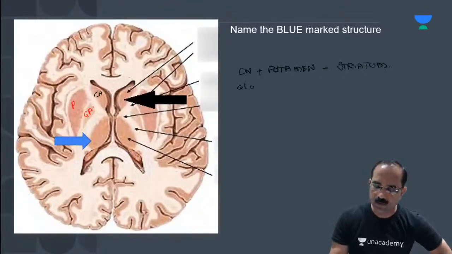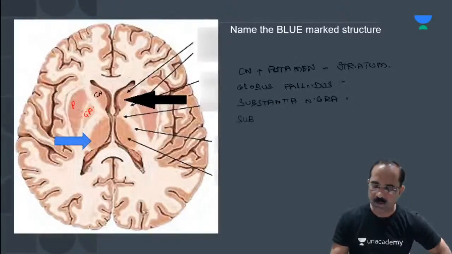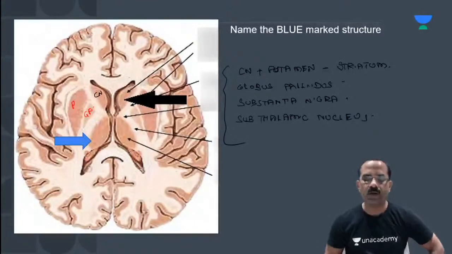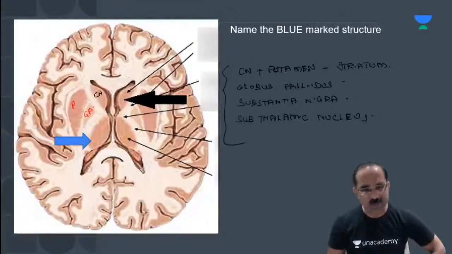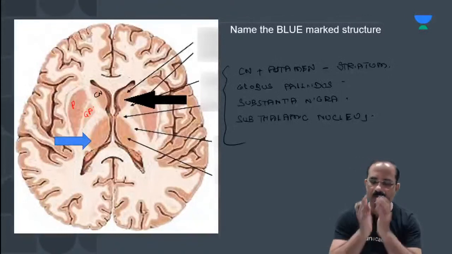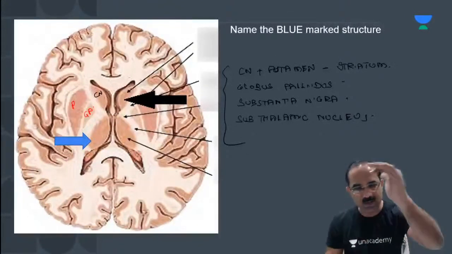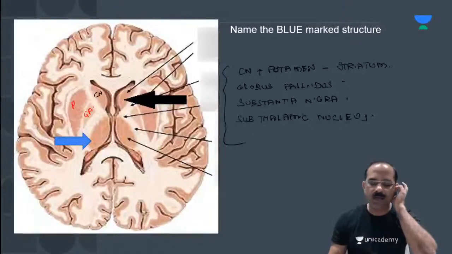Second is the globus pallidus. Third is the substantia nigra. And the fourth is the subthalamic nucleus. What is this that I have written for you? Okay. So the caudate nucleus plus putamen is known as the striatum. Second is the globus pallidus. Third is the substantia nigra. And the fourth is the subthalamic nucleus.